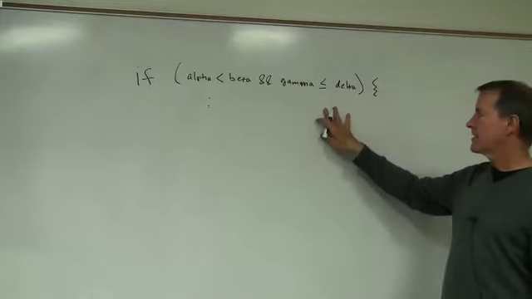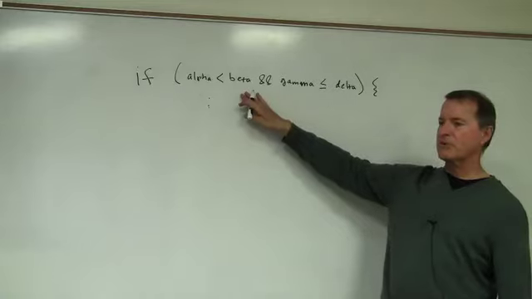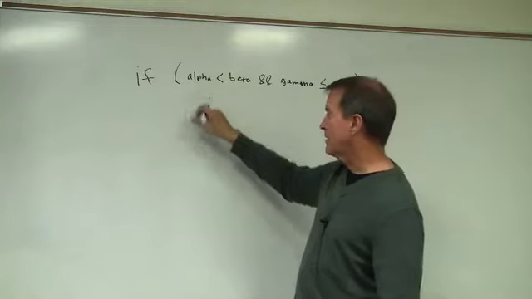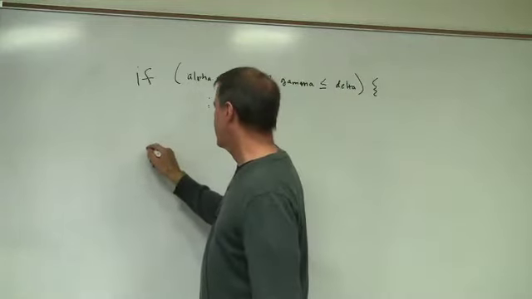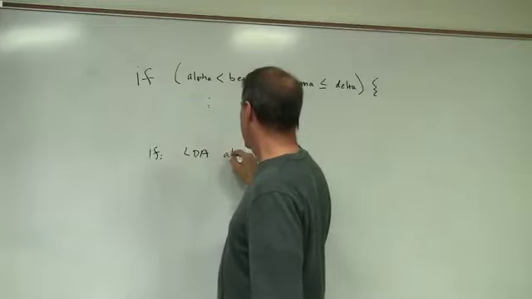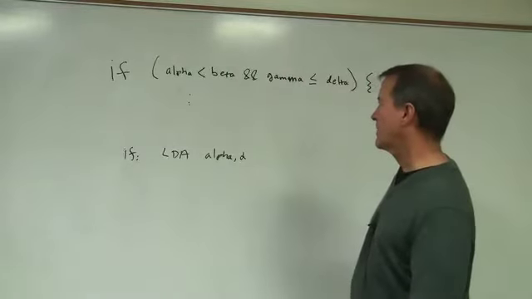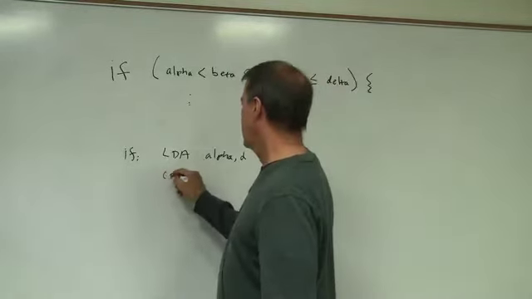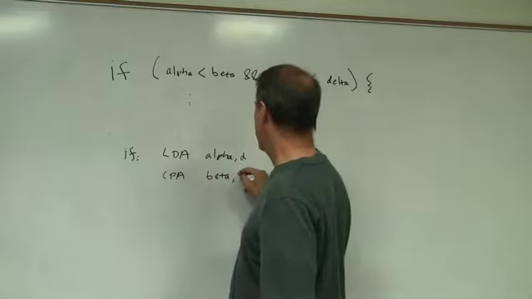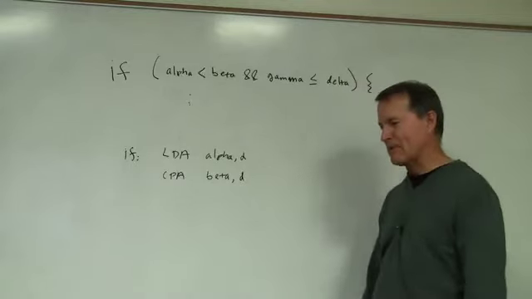Let's just suppose these are locals or globals; it just depends whether you put a D or an S, right? So what would you do? You would load accumulator alpha. Here's the if. Let's say they're globals. Load accumulator alpha, and then compare accumulator beta, direct. Now, I won't write anything else down, but let's think about what you'd have to do.